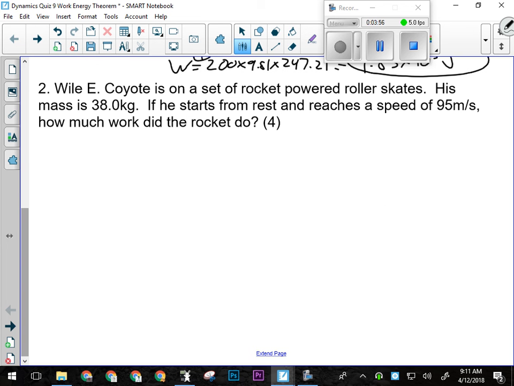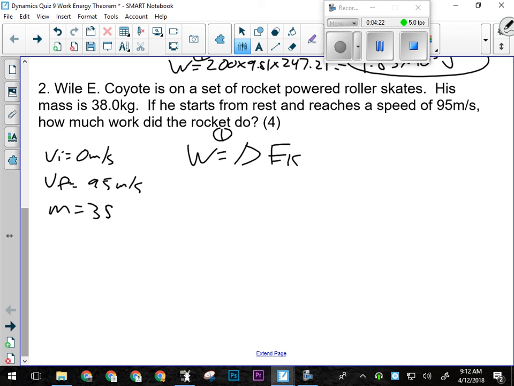All right. In our second question, we have Wile E. Coyote on his rocket-powered roller skates. We're looking at only a change in kinetic energy in this question. So work is going to be a change in EK. We'll give them 1 mark for that and 1 mark for their givens. So we would say like VI equals 0, VF equals 95 meters per second. Mass is 38 kilograms. So they can have a mark for that, so up to 2 marks.